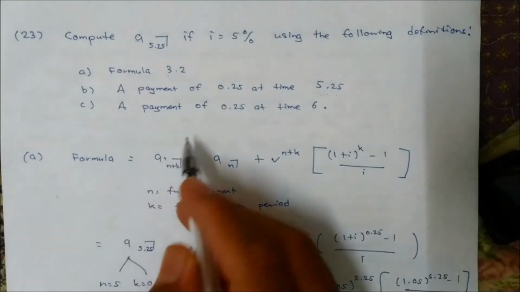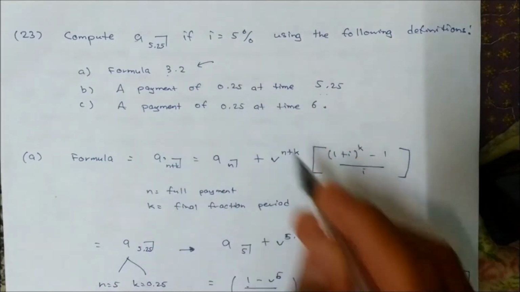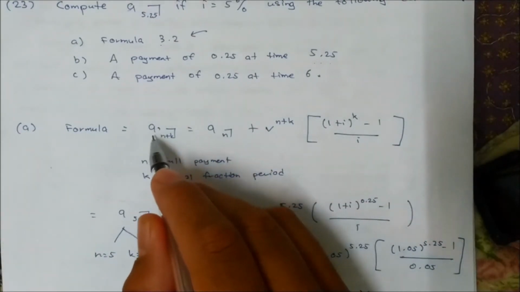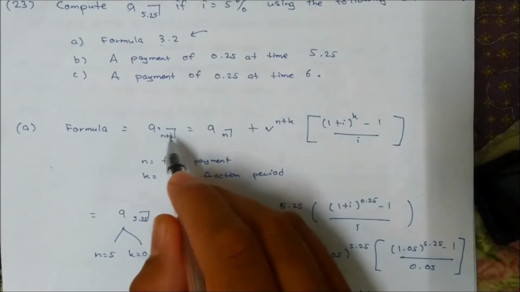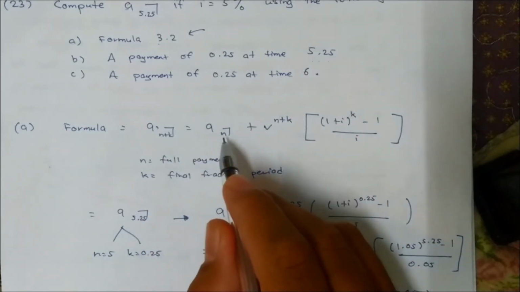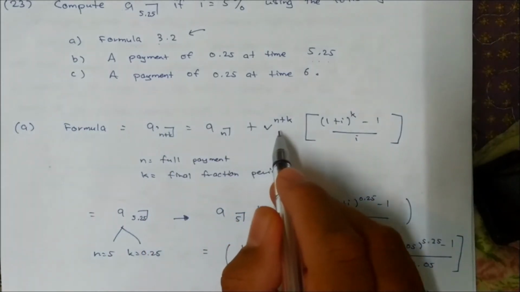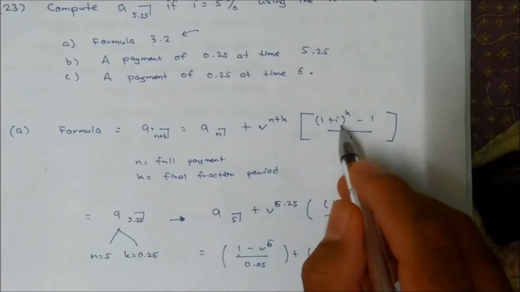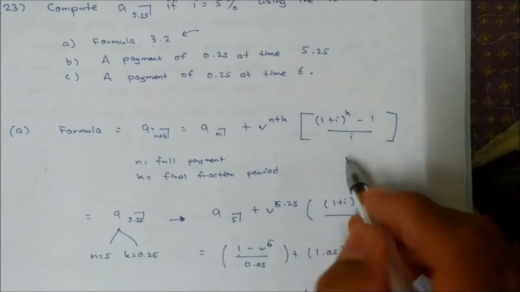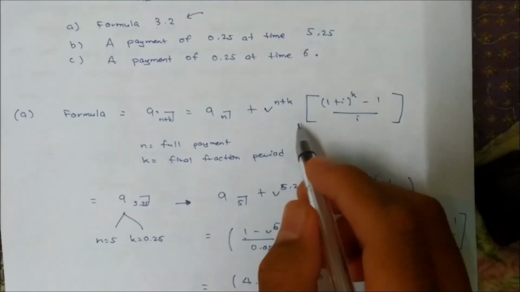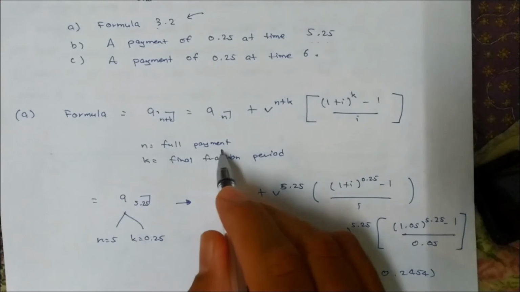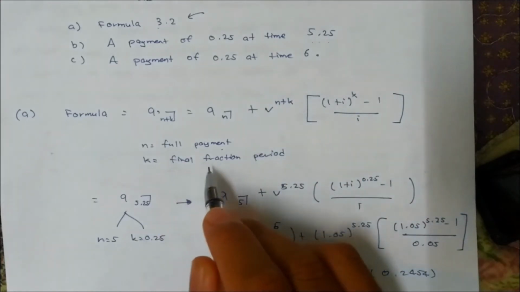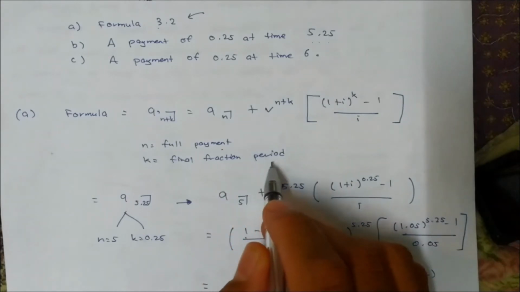So firstly, for A, the formula 3.2 refers to this formula, which denotes that a angle n plus k equals a angle n plus v to the power of n plus k times 1 plus i to the power of k minus 1 over i. So here, n is the full period of the year, and k is the final fraction of the extra period.